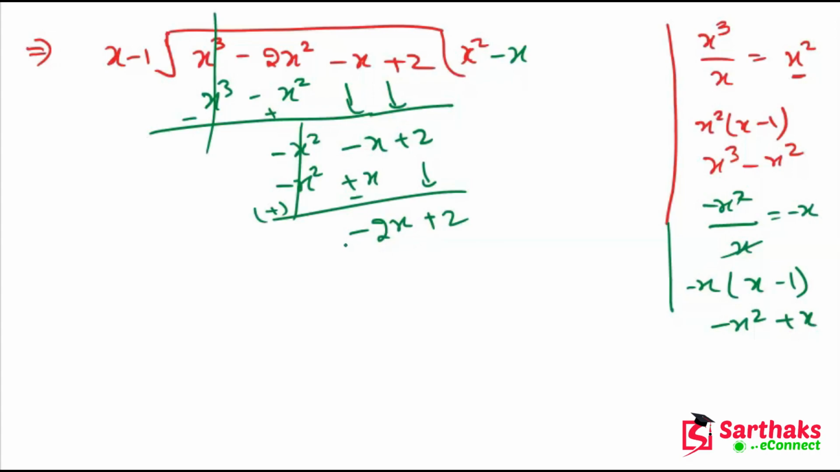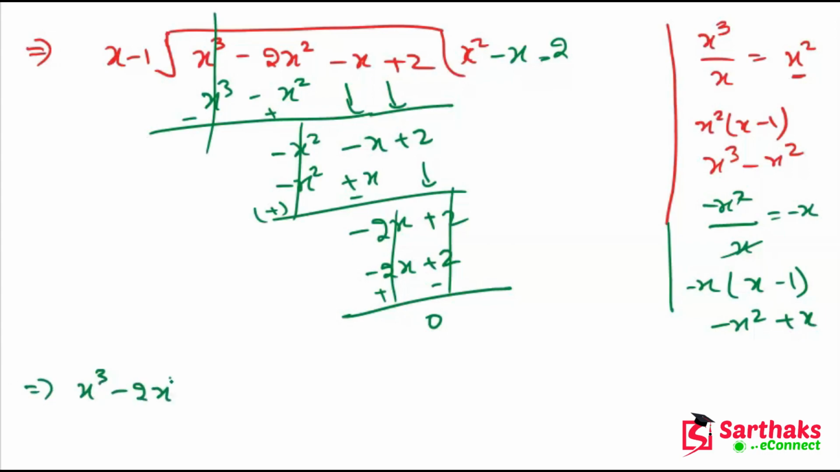Now my dear friends, if we divide minus 2x by x, we get minus 2. Now we have to multiply minus 2 with x minus 1. So we get minus 2x plus 2. After subtracting, this will become positive and cancel, this will become negative and cancel, and the remainder is 0.